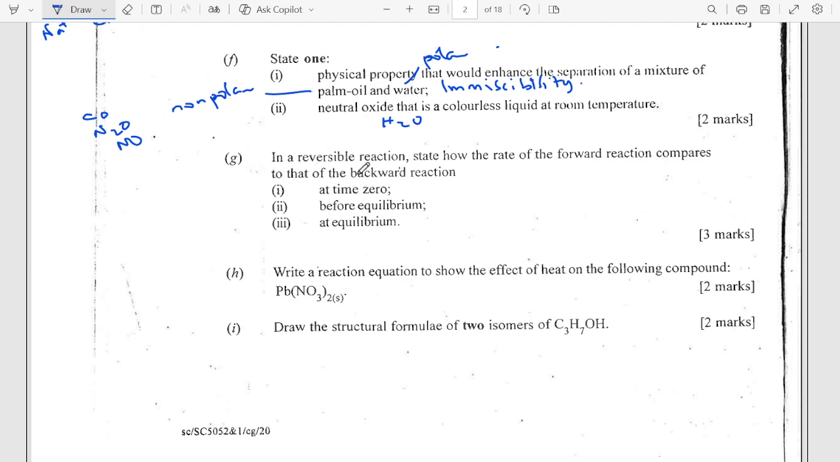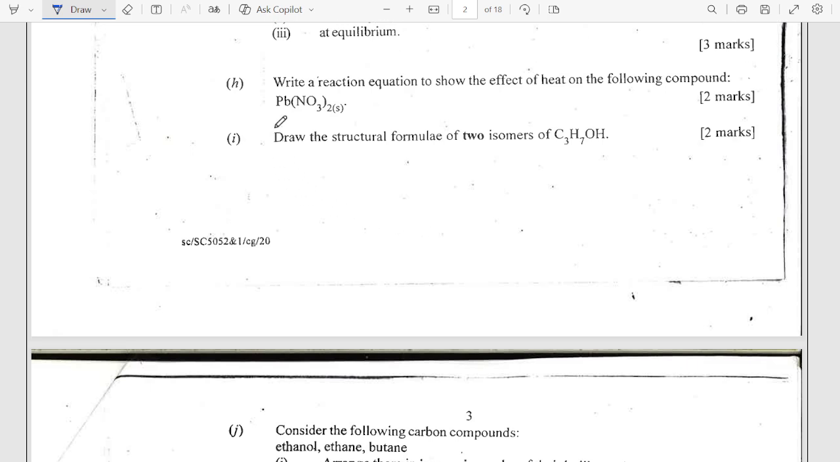Then this one says, in a reversible reaction, state how the rate of the forward reaction compares to that of the backward reaction at time 0. Well, at time 0 nothing is happening. The reaction still favors the forward reaction. Before equilibrium is established, the rate of the forward reaction is higher than that of the backward reaction. At equilibrium, the rate of the forward reaction is equal to the rate of the backward reaction. Please note that.